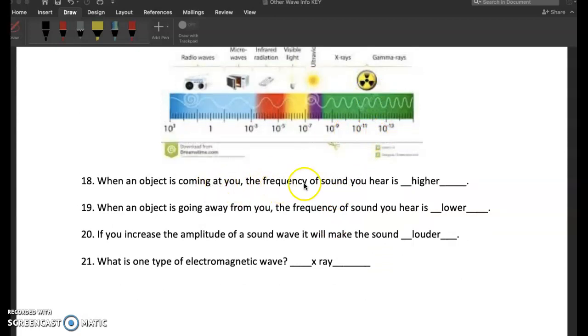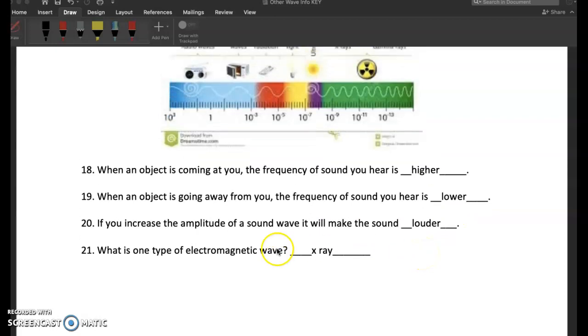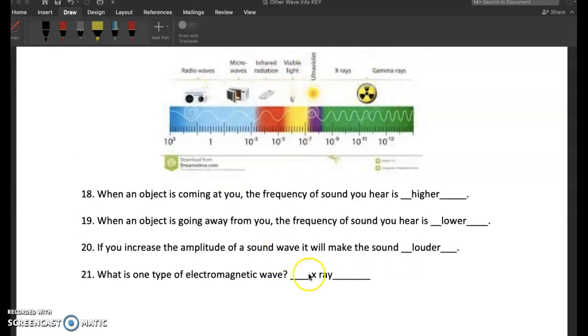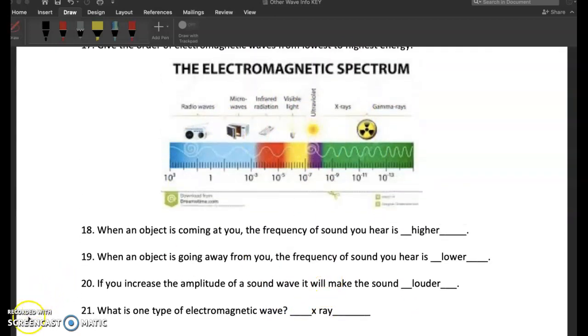When an object is coming at you, the frequency of the sound you hear is higher than normal. And when it's moving away, it's lower. That's the Doppler effect. Amplitude, louder. And one type of electromagnetic wave, you could list any of these, and I just put X-ray. Let me know if you have questions.